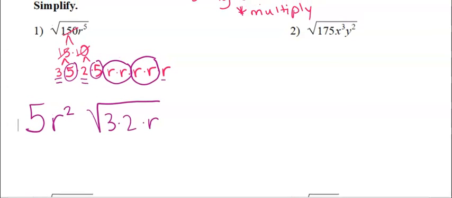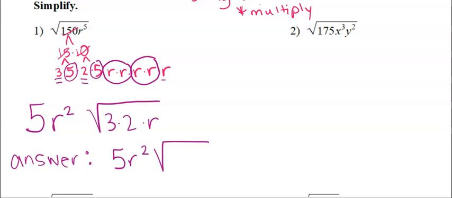All right, and our final answer is, if we have more than one number to multiply back together on the inside or outside, that's what we want to do. So our final answer is going to be 5r squared, since a number and a letter can't be simplified any further, but we can do 3 times 2, so that's going to be 6r. And that's our final answer. All right, so let's look at the second example.